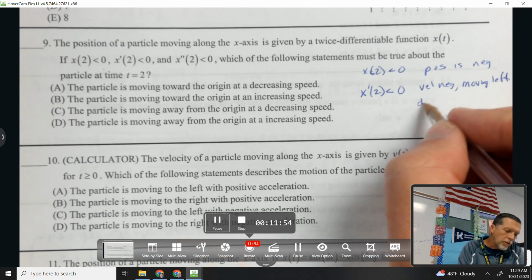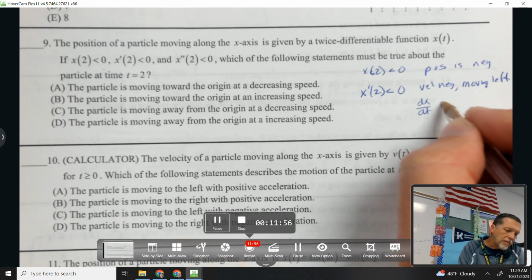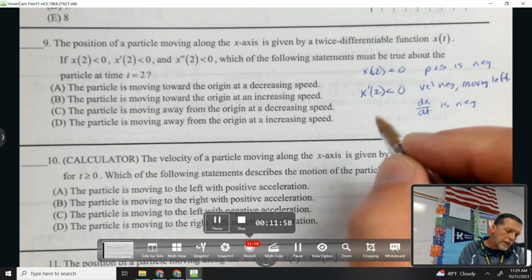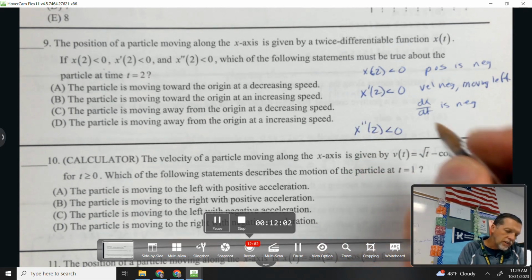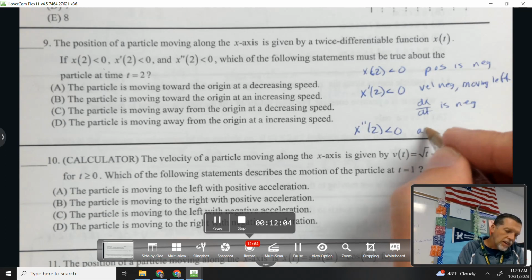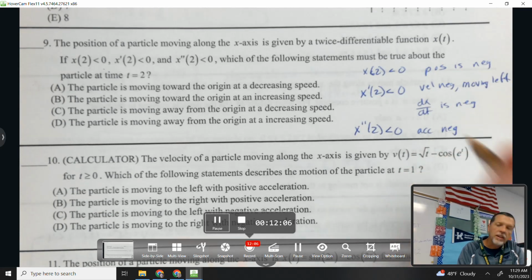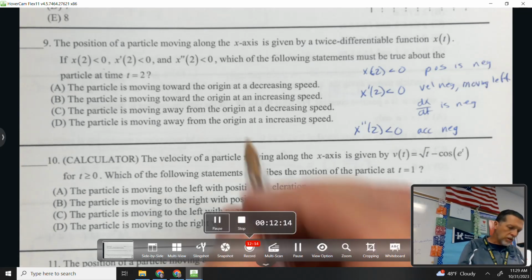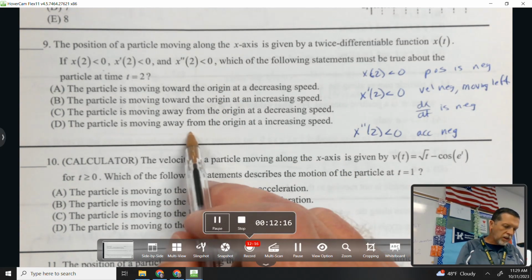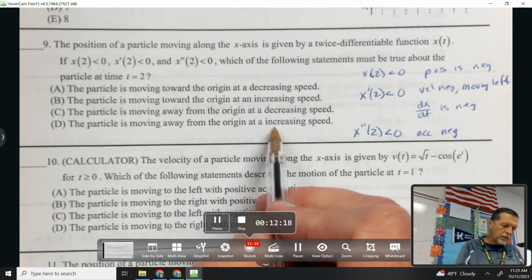And you're right, that means dx/dt is negative. And then the second derivative is also negative. That would mean the acceleration is negative. Okay, so what are my options here? Moving toward the origin or away from the origin, decreasing speed, increasing speed.